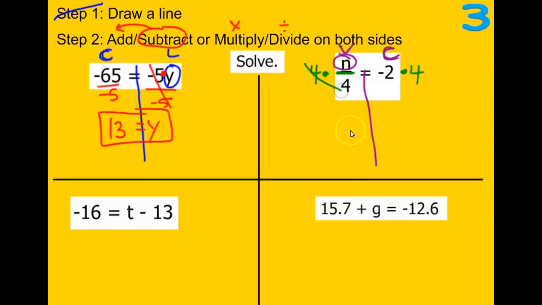So 4 over 4 is just 1, because this is really in the top, so 4 over 1. So we have an n, that's our variable all by itself. And then -2 times 4, well, 4 times 2 is 8, so -8.